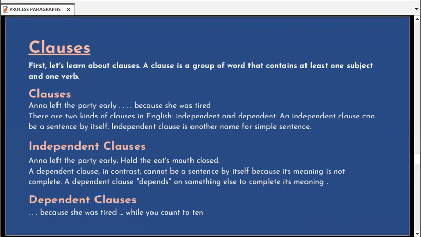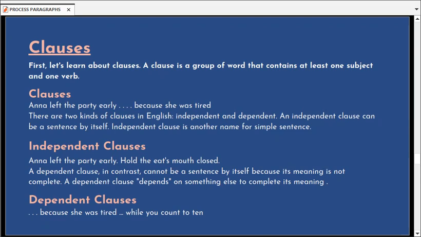Next, clauses. First, let's learn about clauses. A clause is a group of words that contains at least one subject and one verb.